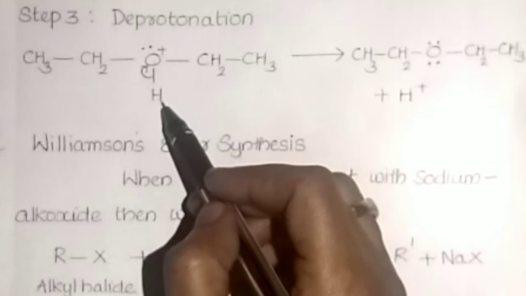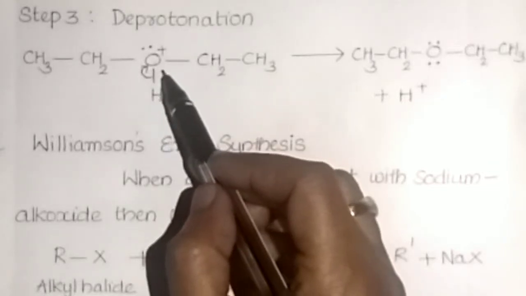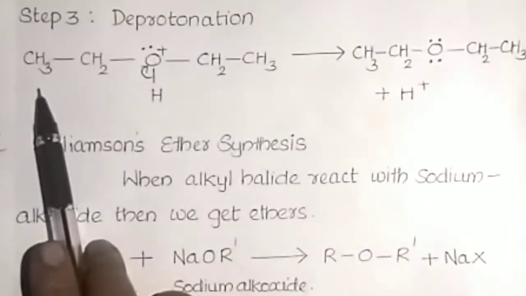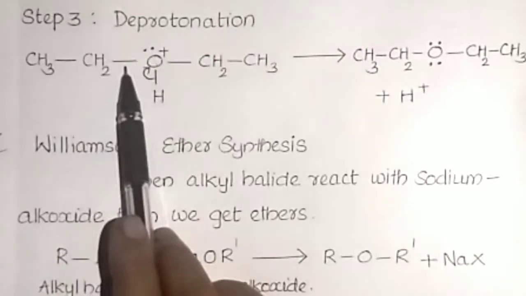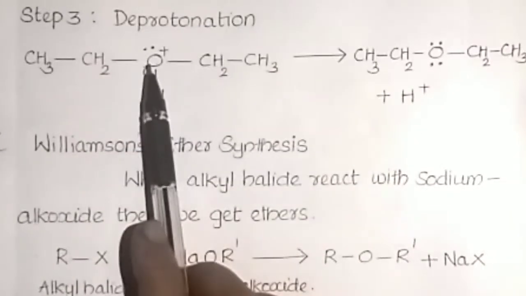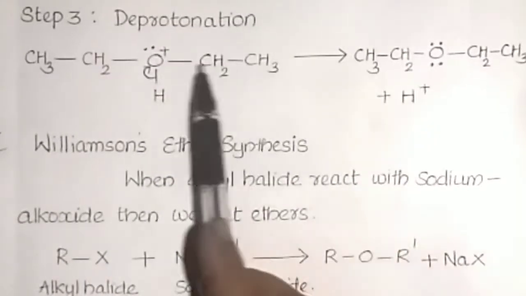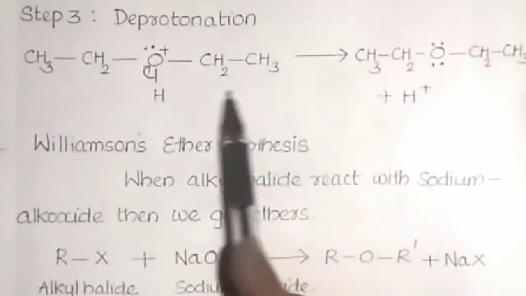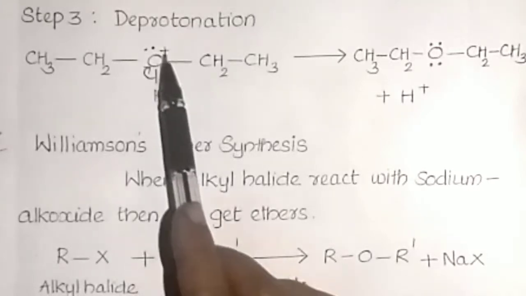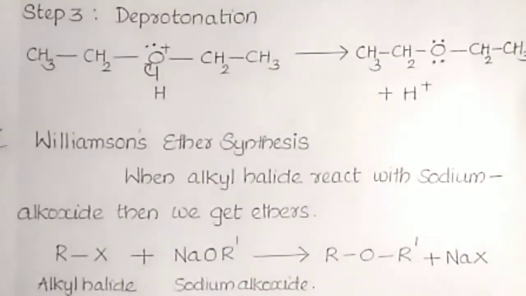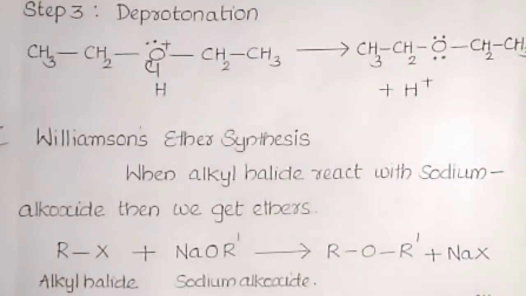Then the H plus is removed here and the oxygen gets a pair of electrons. That is CH3, CH2O. Already one lone pair is present. Then this bond pair becomes a lone pair here, CH2, CH3, and H plus is removed from this compound. So then we get the corresponding ether. This is the mechanism of this reaction.